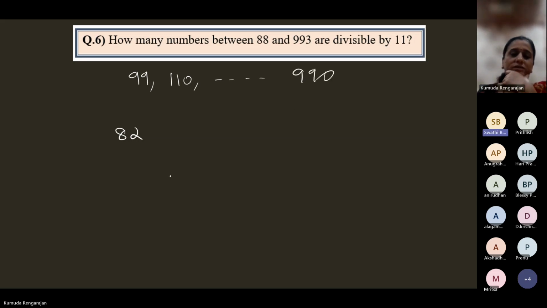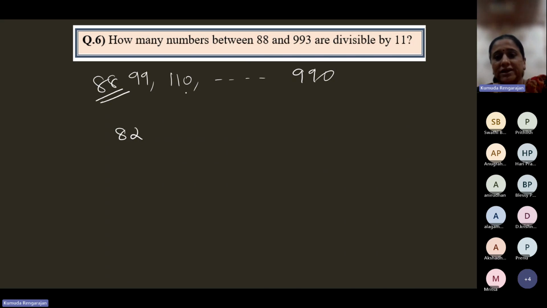990. Correct. So because it's between 88, you should not include 88. 88 is divisible by 11, but you should not include 88 because you'll have to take the numbers between 88 and 993. So though 88 is divisible by 11, you're not supposed to consider that. So after 88 is 99 and then 110, and it goes up to 990.